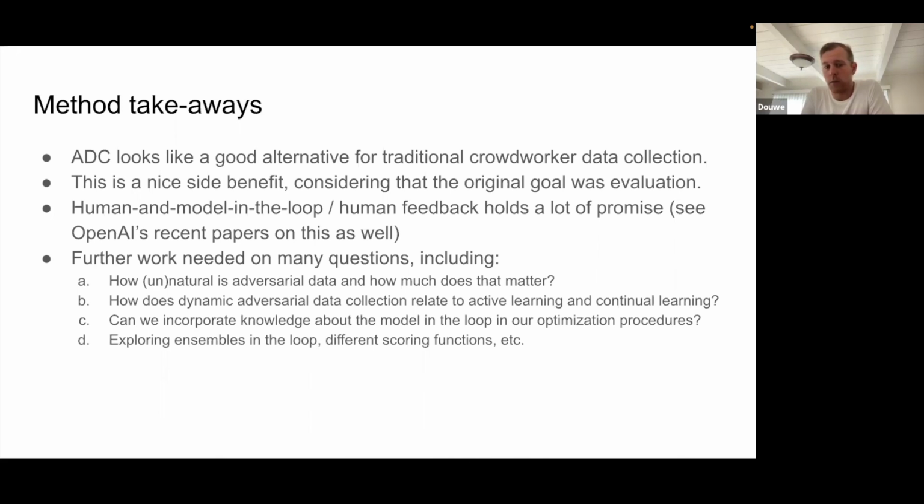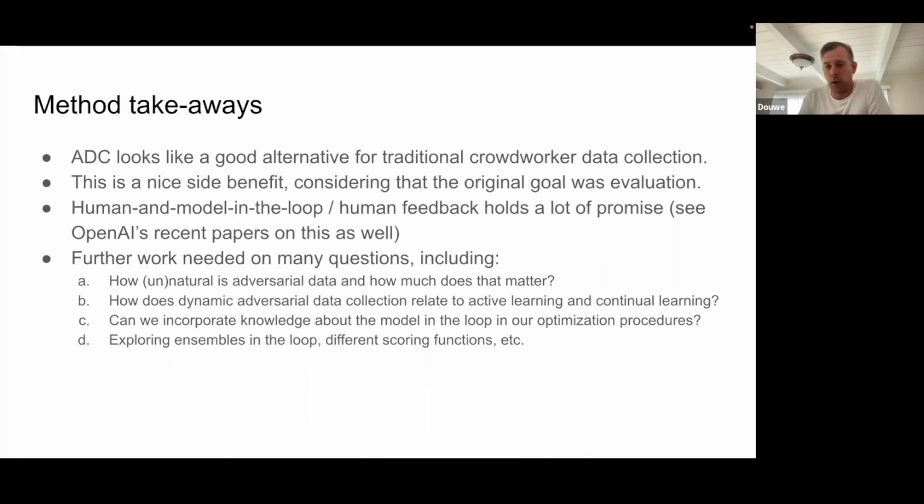There are interesting questions around dynamic adversarial data collection and how it relates to active learning and continual learning. I think we can try to do interesting things there, including maybe core machine learning solutions for problems where we know what the model in the loop actually was. So you can do optimization over a data set with the knowledge of what the model in the loop was, which I think is a promising direction as well.